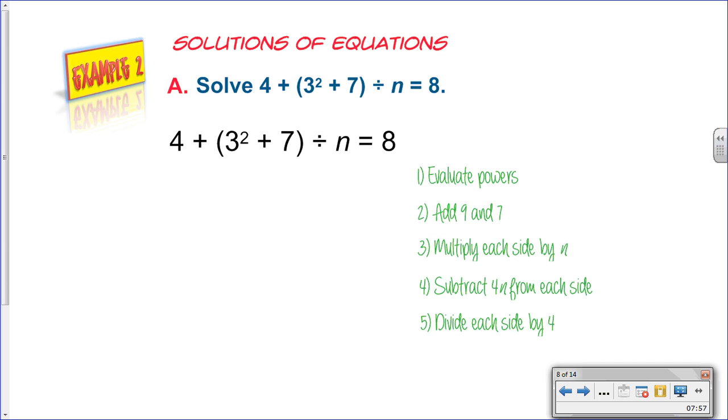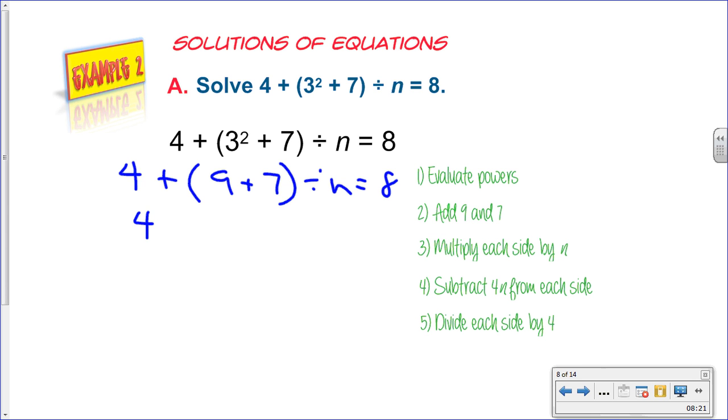Okay. First thing I want to do is go ahead and simplify some things if I can. For example, what can I simplify right off the bat? The square there, 3 squared, to evaluate the power. So I'm going to go 4 plus what? 9 plus 7 divided by n equals 8. Okay, now what? Add 9 and 7? Yeah. Okay, plus what? 16 divided by n equals 8.